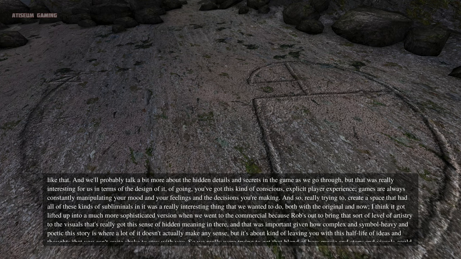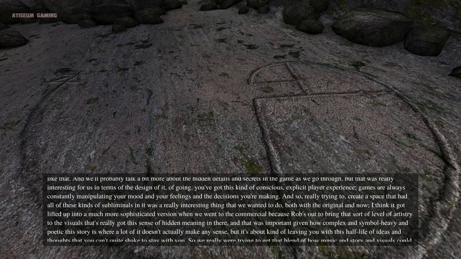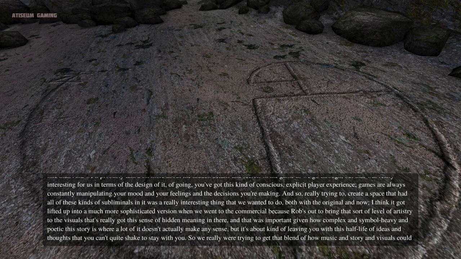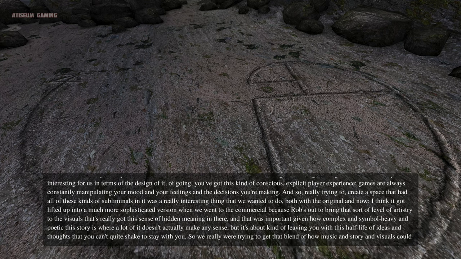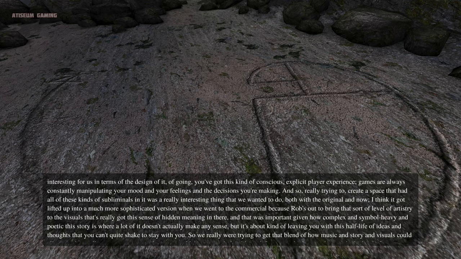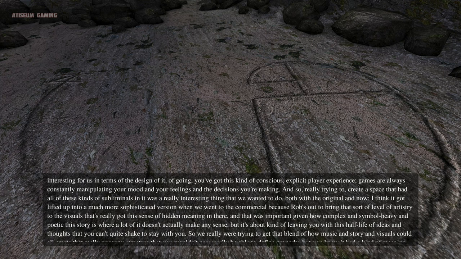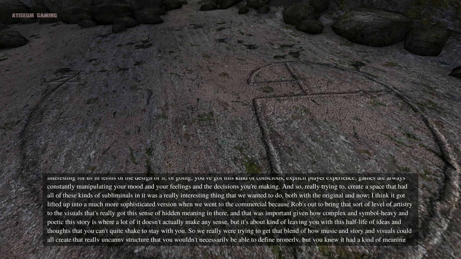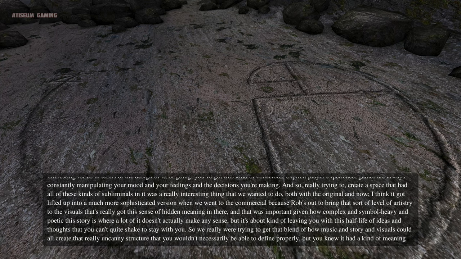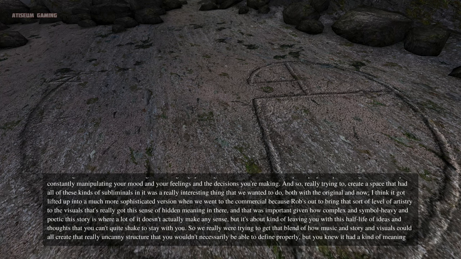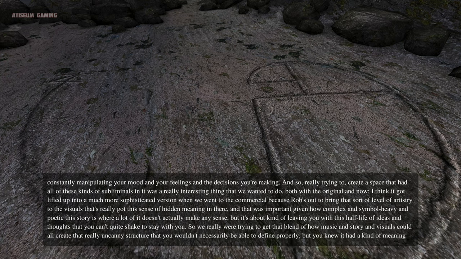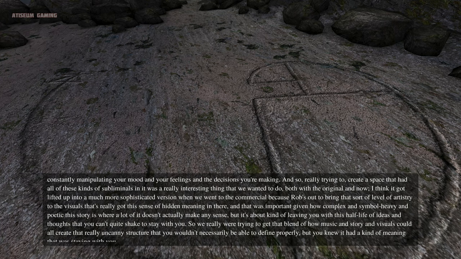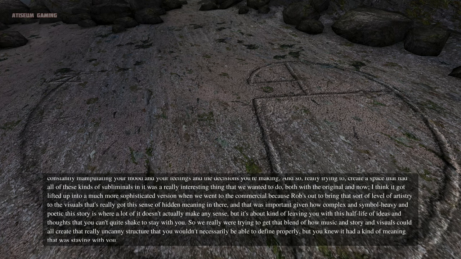And that was really important, given how complex and symbol-heavy and poetic the story is, where a lot of it doesn't actually make any sense, but it's about leaving you with the half-life of ideas and thoughts that you can't quite shake, that stay with you. So we really were trying to get that blend of how music, story and visuals could all create that uncanny structure that you wouldn't necessarily be able to define properly, but you knew it had a meaning that was staying with you.